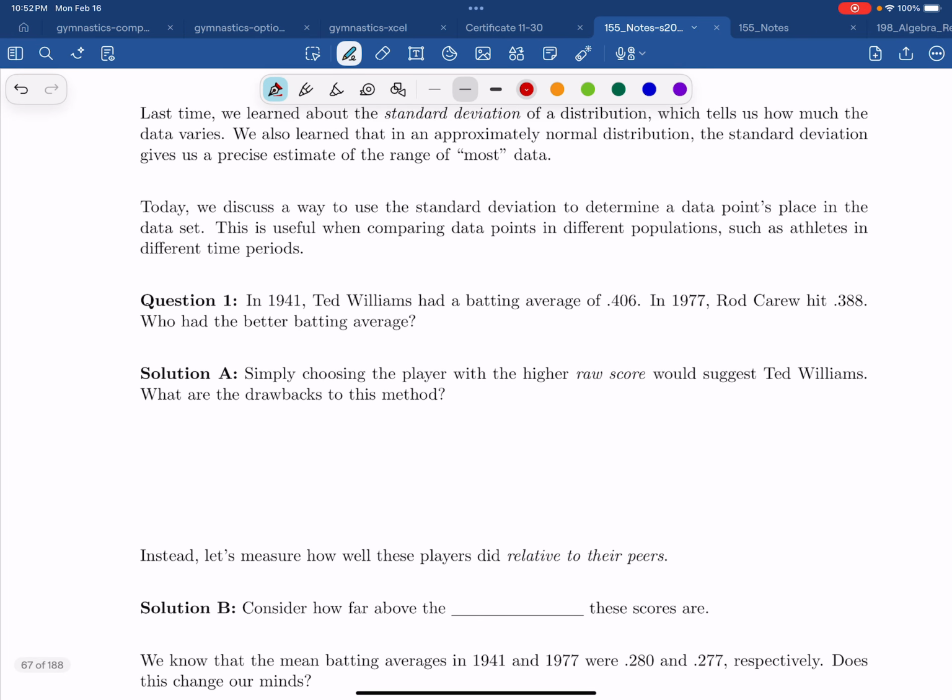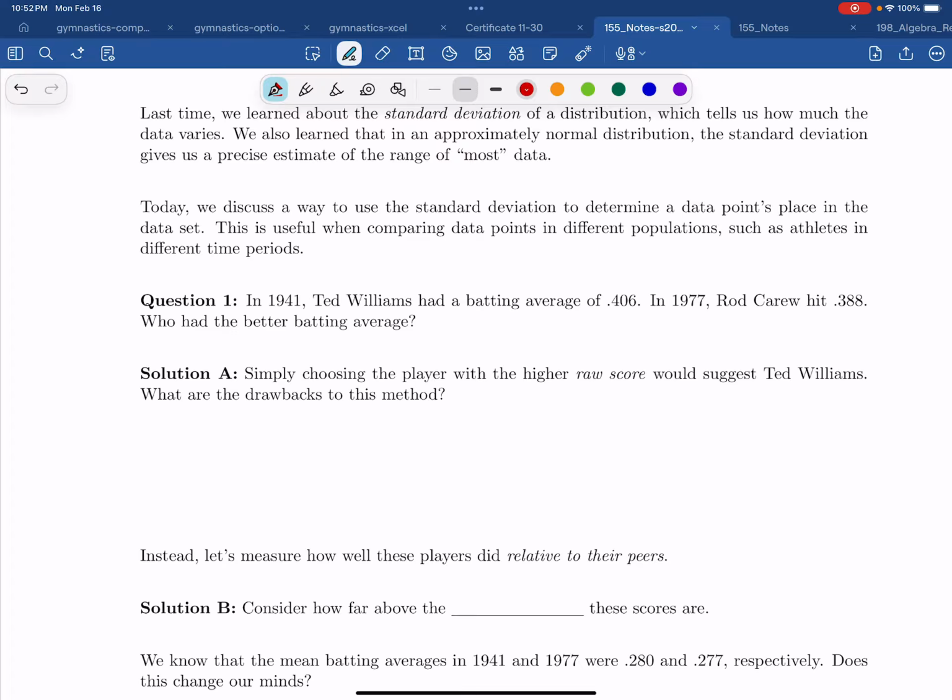So before defining terms, let's look at a motivating example. You can read question 1. And how would you compare Ted Williams' batting average and Rod Carew's batting average? Straight up, just looking at the raw scores, it seems Ted Williams has a better batting average. 406 is higher than 388.